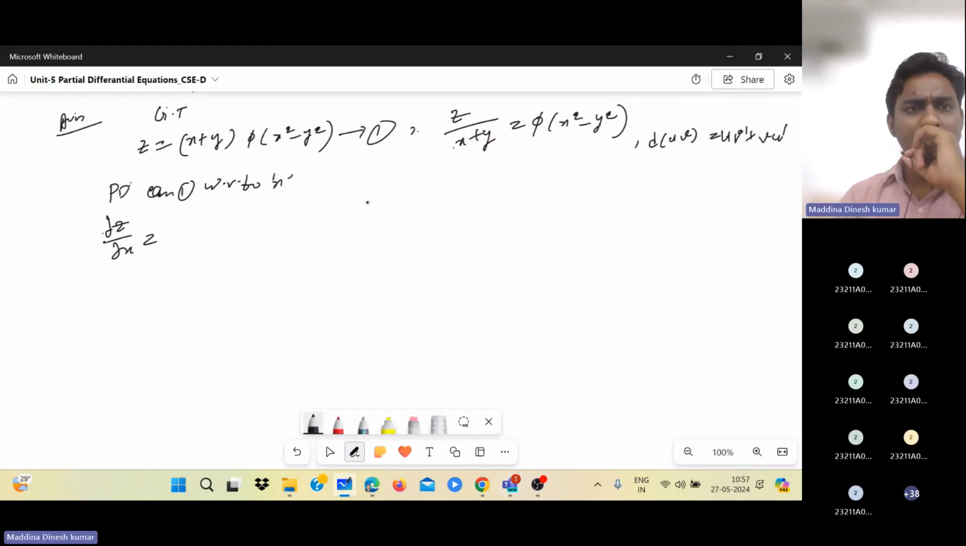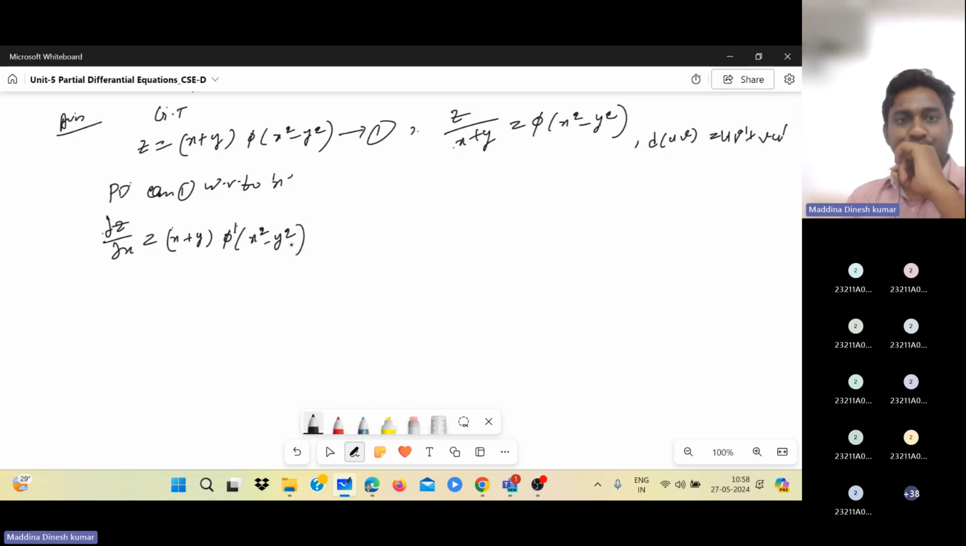So here we are going to use the uv rule. Here we will get first x plus y, that means uv dash, that here we will get that pi dash of x square minus y square. Okay, so this internal function we need to differentiate now with respect to x.